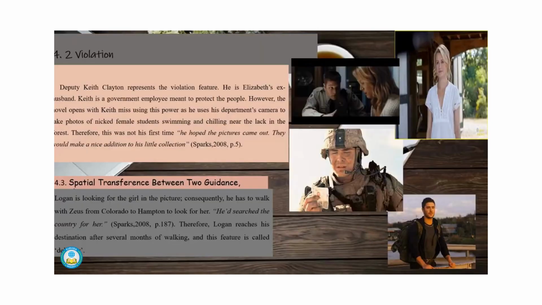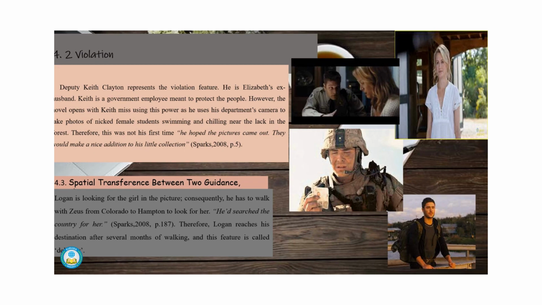Among the 31 features, the second feature is violation. Violation is when the villain comes into the story; everything is peaceful, and all of a sudden we have someone who disrupts the family peace. Here he is in this novel. He is Kate Clayton's ex-husband. She has a kid from him, and he is always mistreating his own child, and he is the villain in the story.